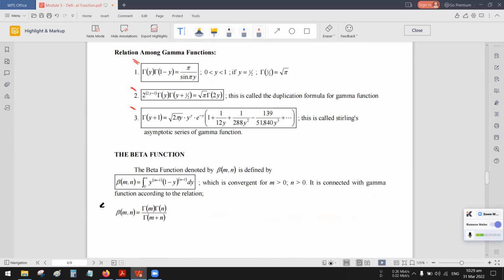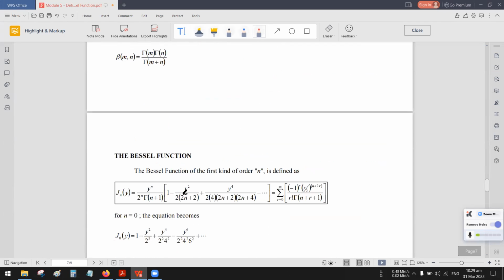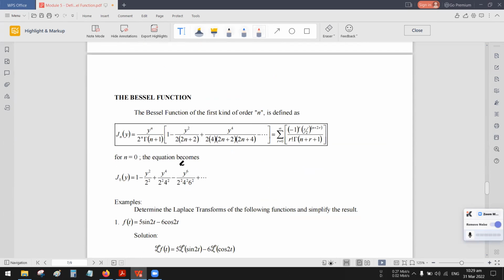For the beta function naman, this is defined by these parameters. Integral pa rin, integral calculus pa rin. So take note lang that your m here is greater than 0 and n is greater than 0 as well. So hindi pwedeng 0. Okay. Should be 1 or greater than 1 or greater than 0. So of course, this is connected with the gamma function according to the relation. And then for the Bessel functions, ito rin.